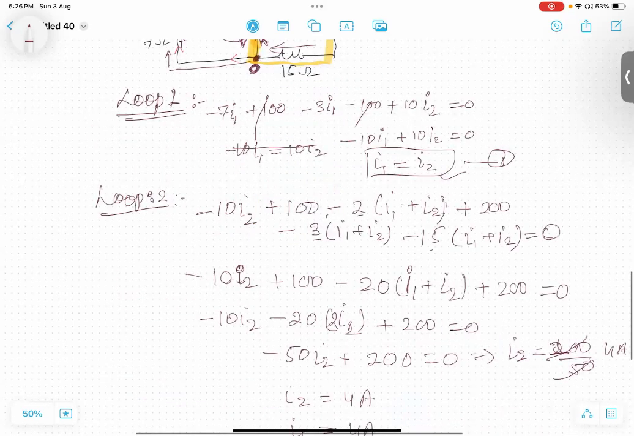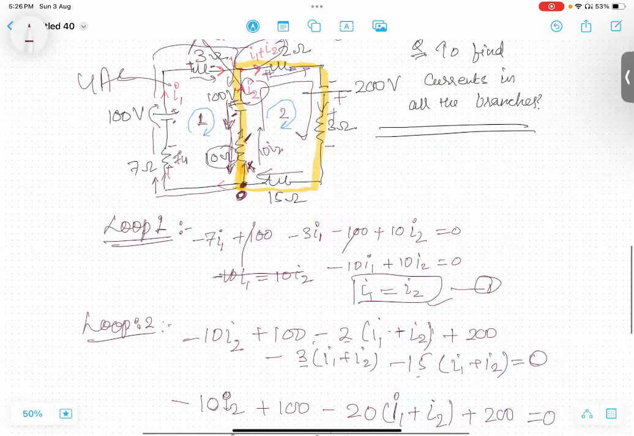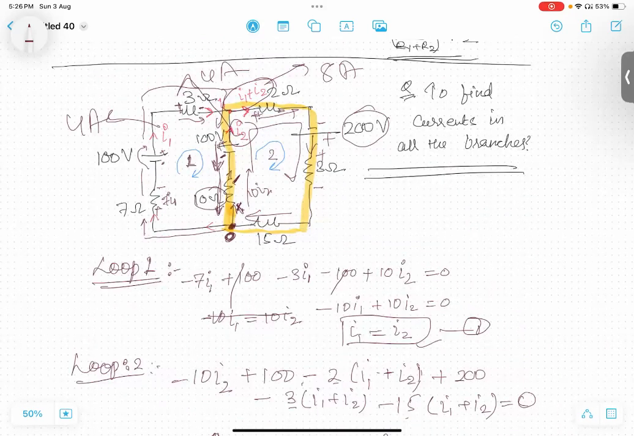Let's say someone is asking what is the power provided by this battery. So the power provided by this 200-volt battery is E times I. What is E? E is 200, and what is I? I is I1 plus I2, that is 8 ampere. So 1600 joule per second. This is the power provided by battery 200.